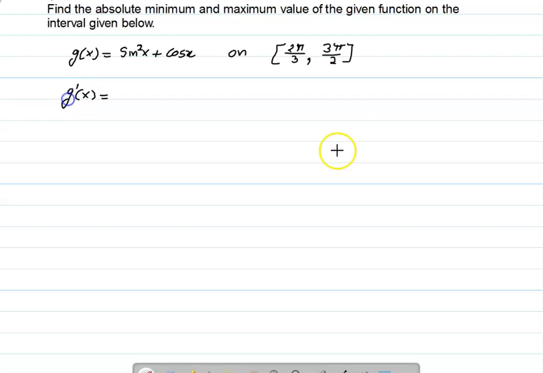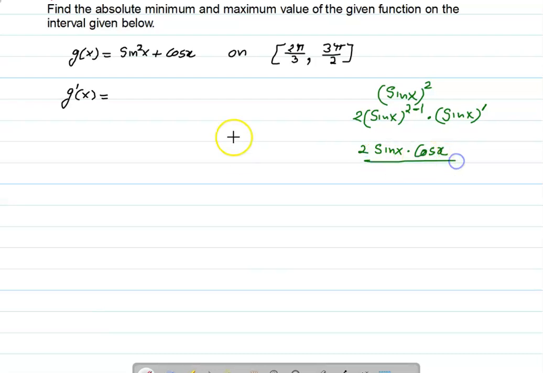First, we find the derivative. For those who don't know much about the trigonometric functions, let me explain here. Sine squared x can be written as (sin x) whole squared. When we need to find its derivative, we use the power rule along with the chain rule. So here the power is 2. Using the power rule, we write 2 sin x, the power 1 doesn't matter, times the derivative of sin x, which is cos x. So this is the derivative of sine squared x.